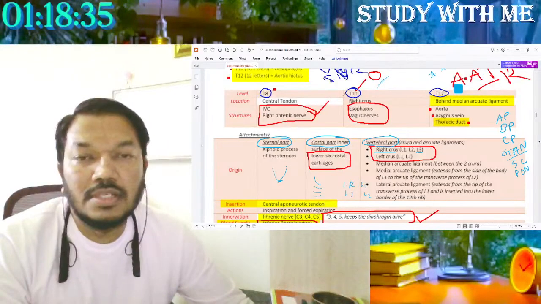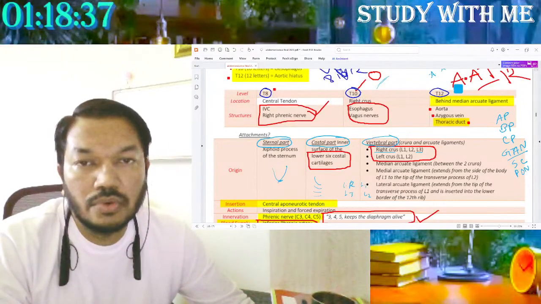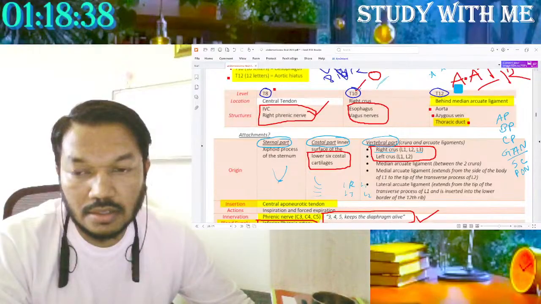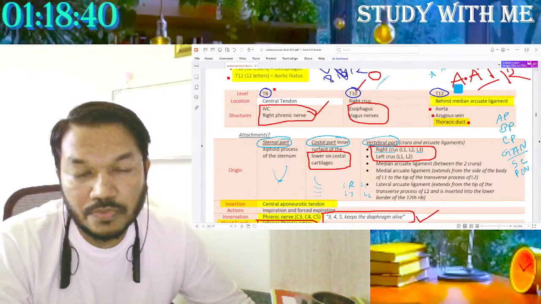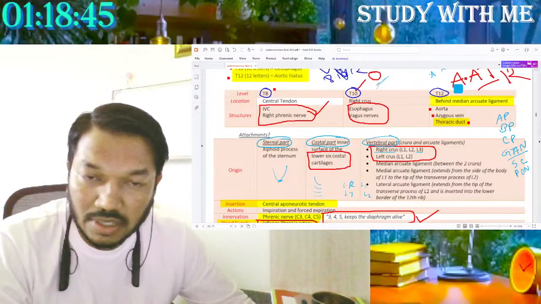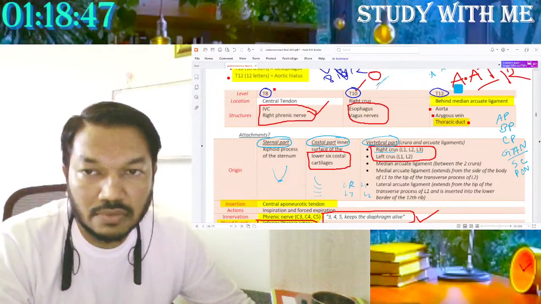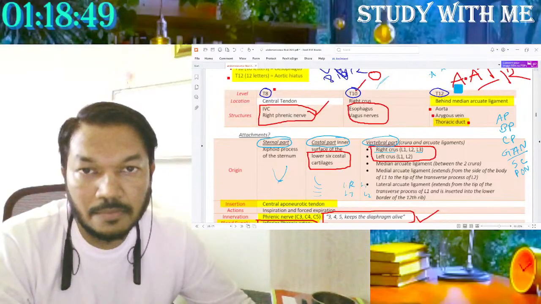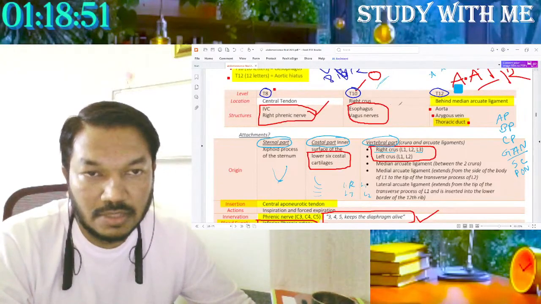Then T10. T10 contains the 0, and 0 is for O, O for esophagus. Esophagus, vagus. Remember it like this. And it remains in the right crus of the diaphragm.